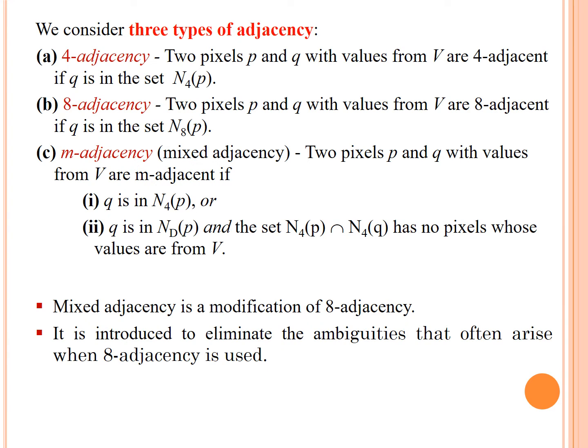Third, M adjacency, that is mixed adjacency. Two pixels P and Q with values from V are M adjacent if Q is in N4(P), or Q is in ND(P) and the set N4(P) intersection N4(Q) has no pixels whose values are from V. Mixed adjacency is a modification of 8 adjacency. It is introduced to eliminate the ambiguities that often arise when 8 adjacency is used.